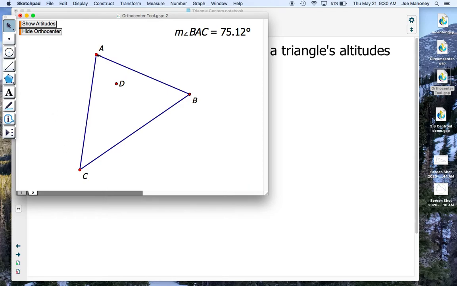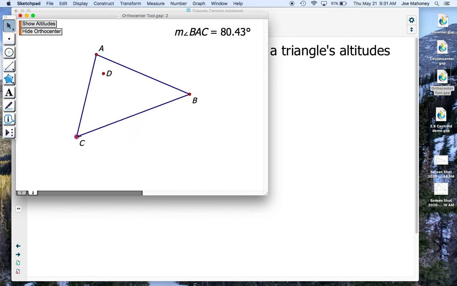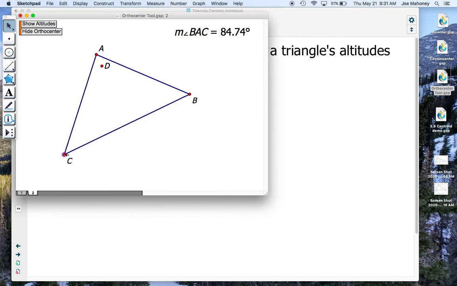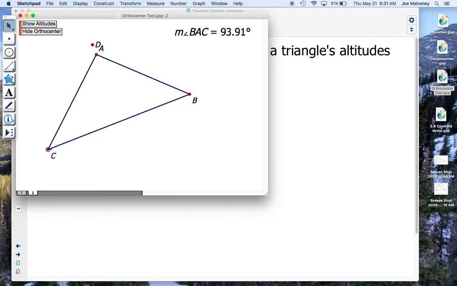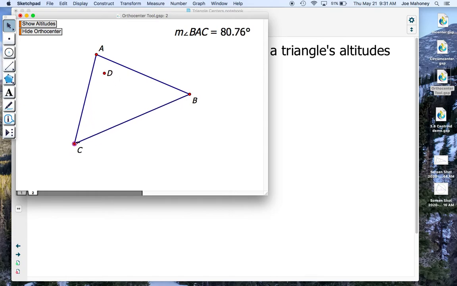I'm going to start changing the size of angle A. Right now, angle A is acute. When angle A is acute, the orthocenter stays inside the triangle. But watch what happens when I make angle A a right angle. 87, 88, 89, there's about 90 degrees. Look where the orthocenter landed. The orthocenter is actually on vertex A. It's on the right angle. It's pretty neat. And then if the angle is an obtuse angle, it goes outside the triangle. Pretty neat stuff. But wait, there's more.